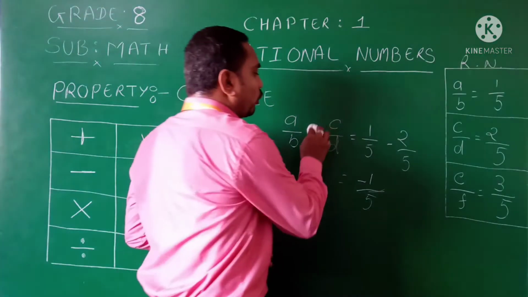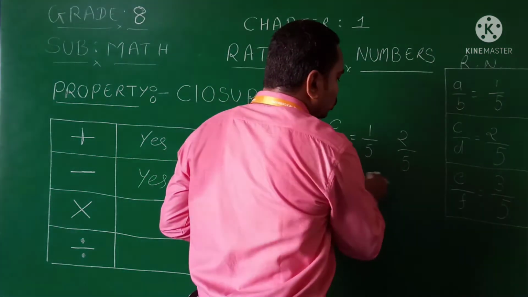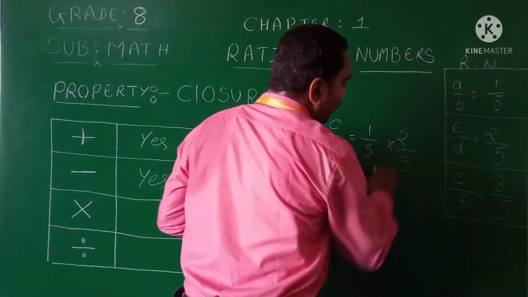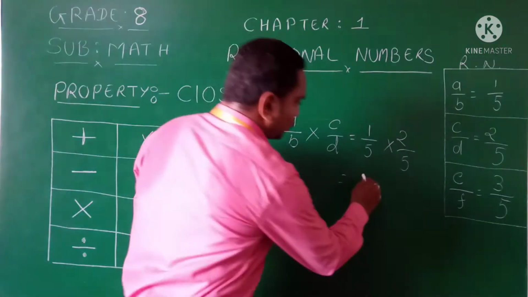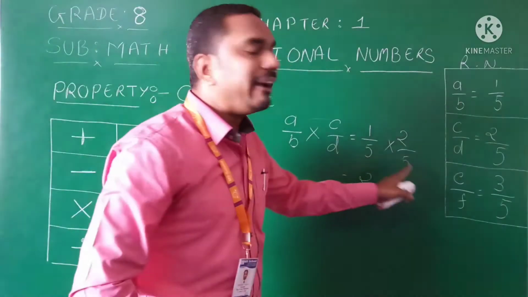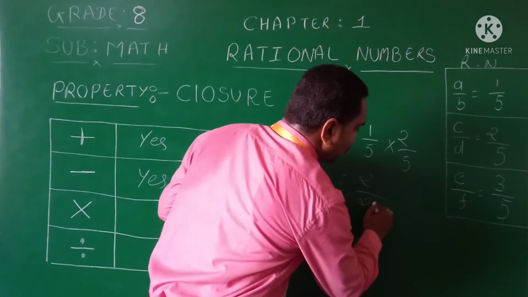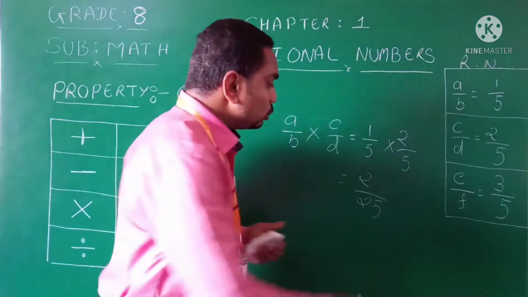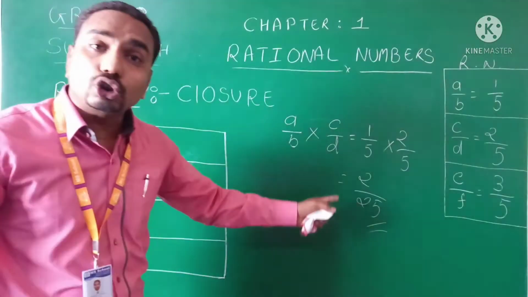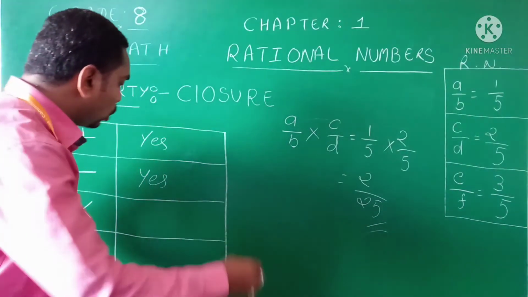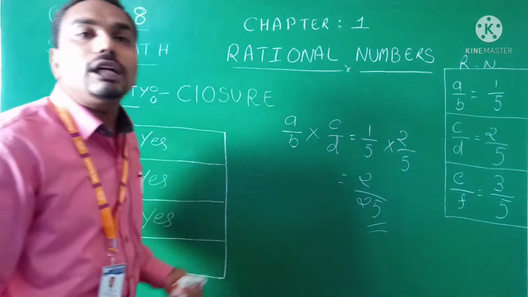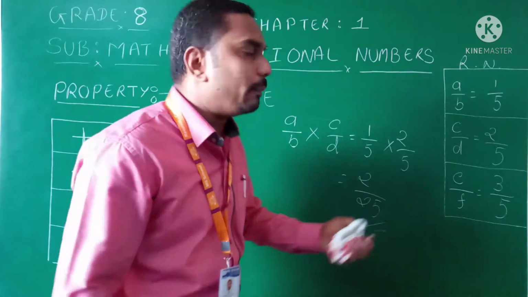Now let's move ahead for the multiplication. So what will be the answer for multiplication? Let's understand. So 2 ones are 2, 5 fives are 25. So the answer is 2 upon 25. That 2 upon 25 is also a rational number. So again, in a multiplication we can say that yes, the closure property is applicable.